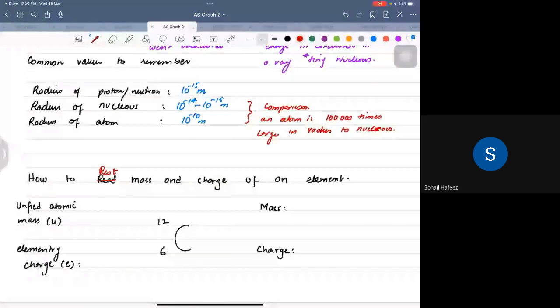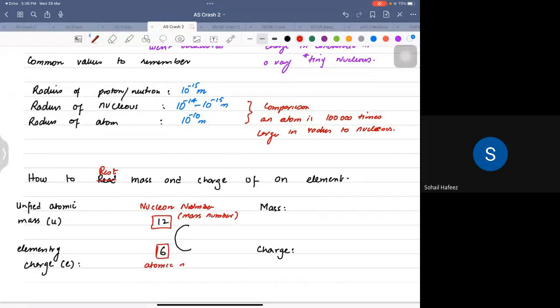Relative mass and charge. So how do you do this? When you look at any element, it has two numbers. This one is the nucleon number, which is also the mass number. And this is the atomic number, which is also known as proton number. So, which means that actually carbon has a mass of 12 u, it's a relative mass, and charge is 6e.